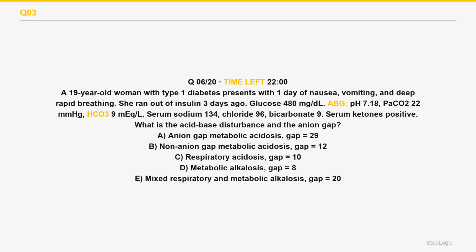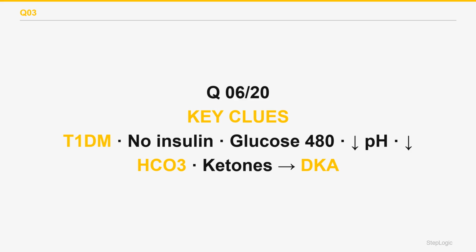Read the command. Identify the disturbance and the anion gap. Type 1 diabetic, no insulin, hyperglycemia, ketones, low pH, low bicarbonate: diabetic ketoacidosis. First, the primary disturbance: pH 7.18 is acidemic. Bicarbonate is low at 9. That is a metabolic acidosis.